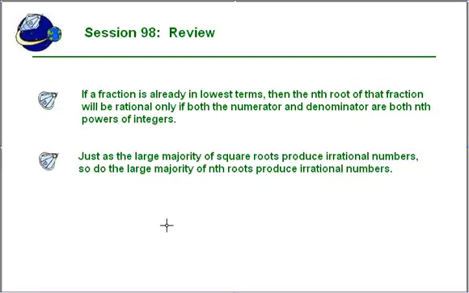And that takes us to our review. If a fraction is already in lowest terms, then the nth root of that fraction will be rational only if both the numerator and denominator are nth powers of integers already. And lastly, just as the large majority of square roots produce irrational numbers, so do the large majority of nth roots produce irrational numbers. That'll finish up session 98.